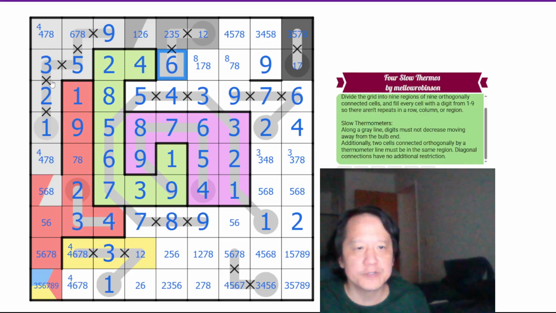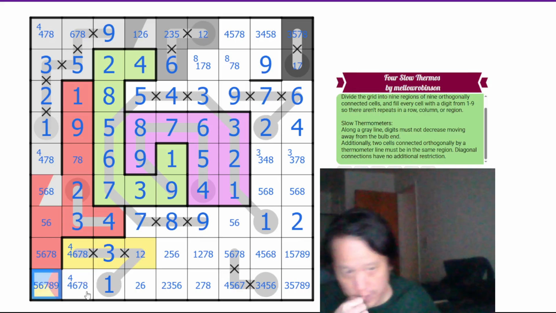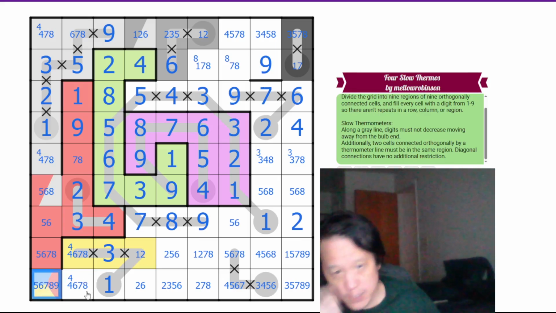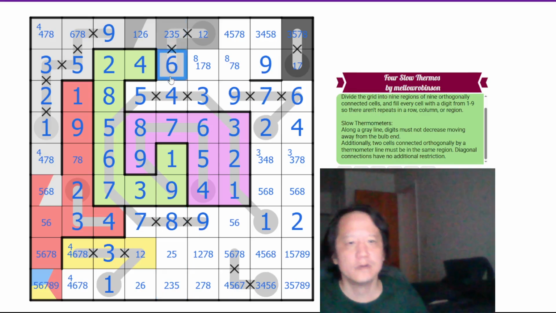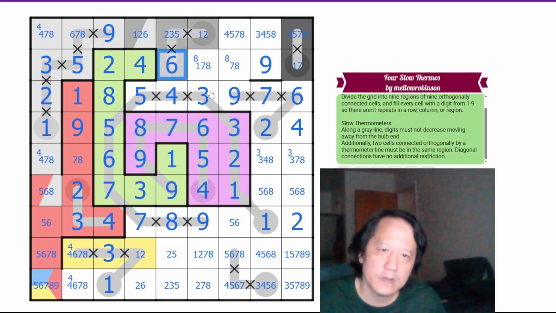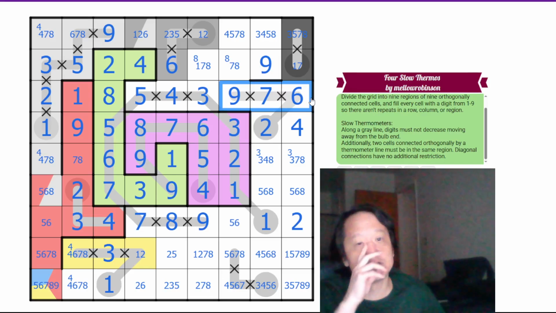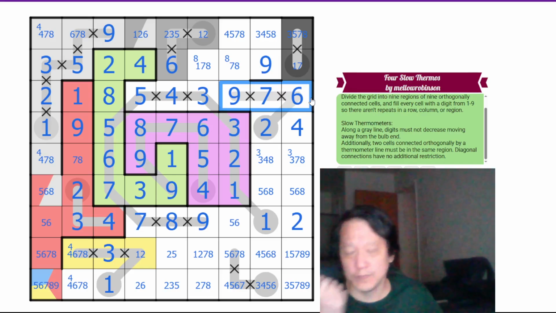3 eliminates 3 in the rest of column 1, so no 3 there. 6 eliminates 6 in the rest of column 5. So now we for sure know that this can't be the same as this region here.